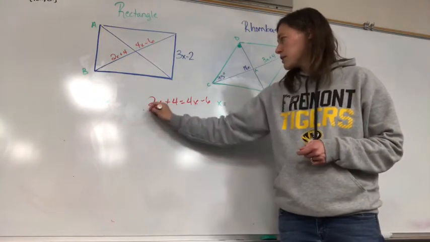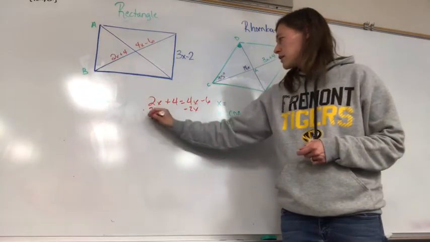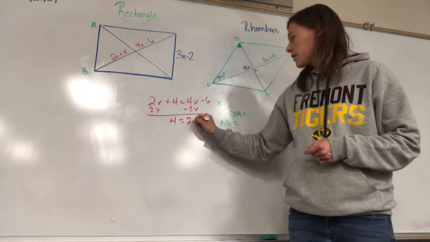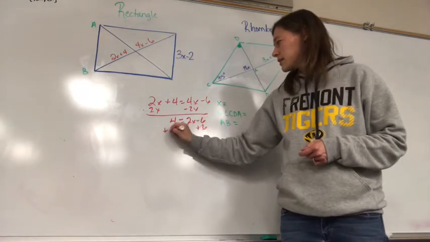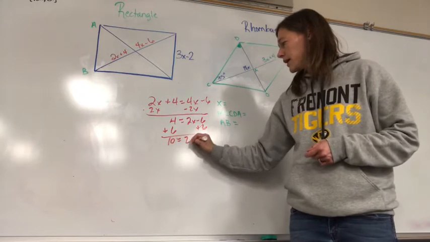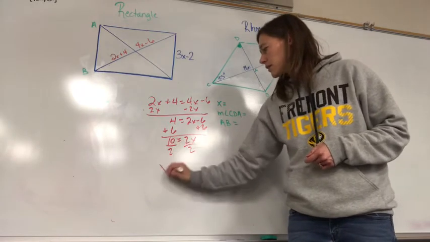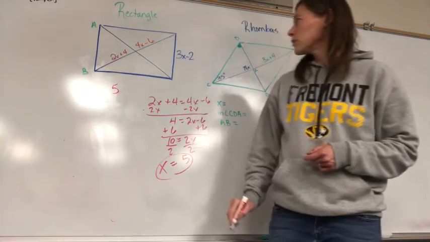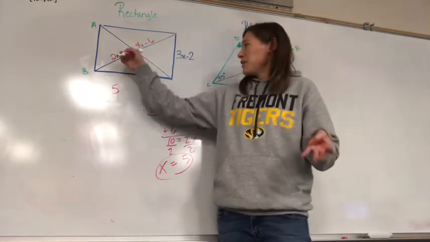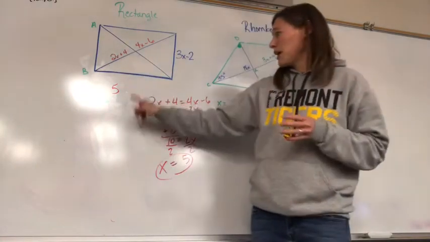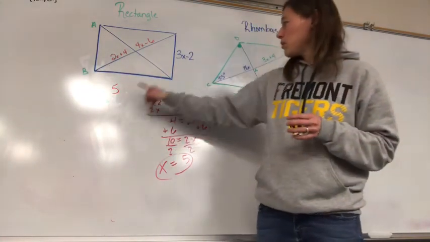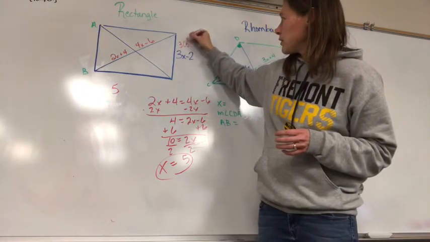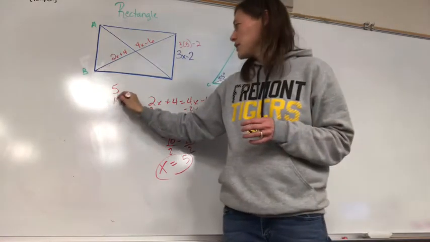Okay, and so then I'm going to subtract my 2x. Okay, 4 is equal to 2x minus 6, so that's 6, that's 6. I get 10 is equal to 2x. X equals 5. Okay, so x equals 5. Okay, we didn't really care here. All we know is that we have to find AB. Okay, so we're going to plug 5 into x here, so we'll take 3 times 5 and subtract 2, so we get 13 for the length of AB.